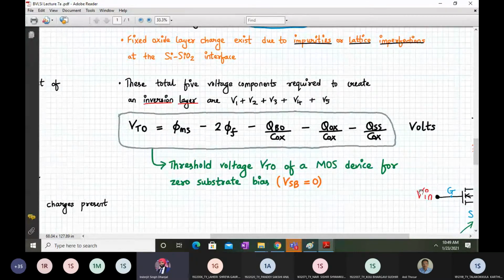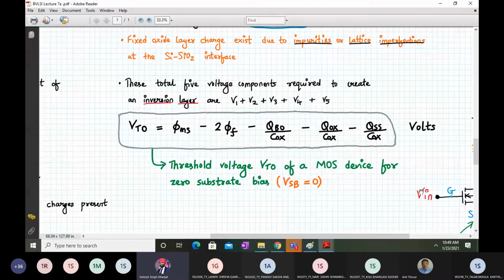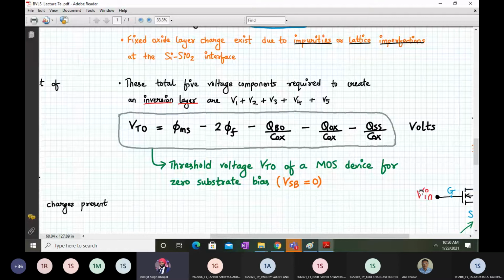I request everyone to kindly note down this formula. VTO is given by phi ms minus twice phi f minus QBO upon COX minus QOX upon COX minus QSS upon COX. So please note that down. I will wait for 20 seconds. Any doubt, you can reply in the chat box if any part is not understood, or you can raise your hand. So kindly note this formula down.